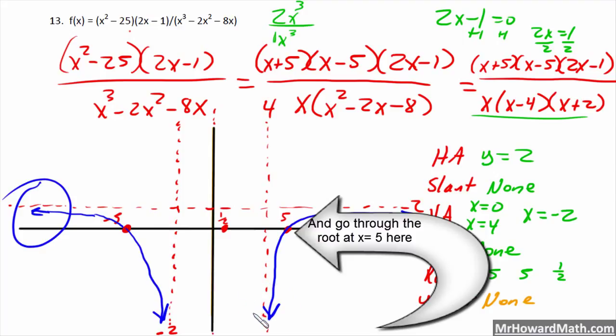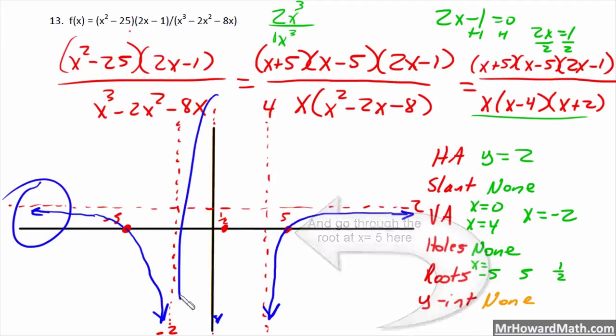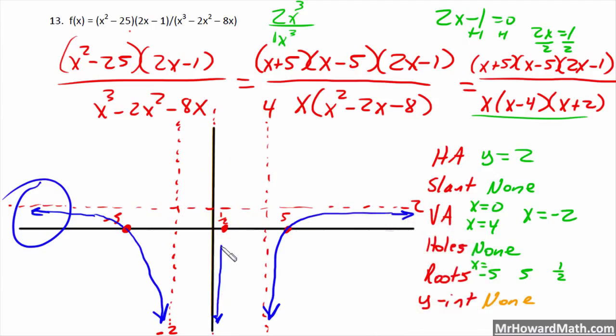So that part's done. I also can say that I've got to approach the vertical asymptote of x equals 0 here, and I have to go through this root, and what happens after that, we'll do some work, but it could do this or it could do this, so we'll have to check that in a moment.